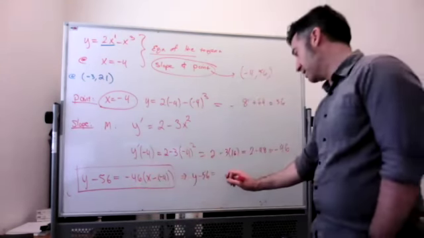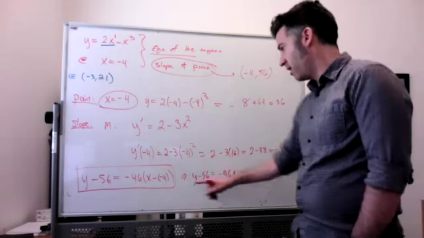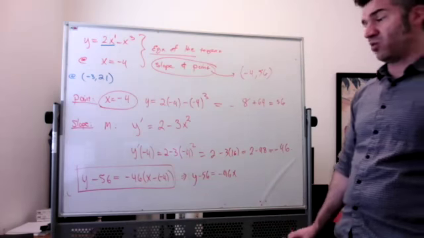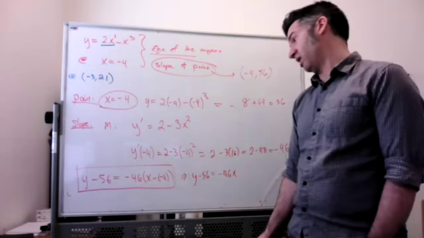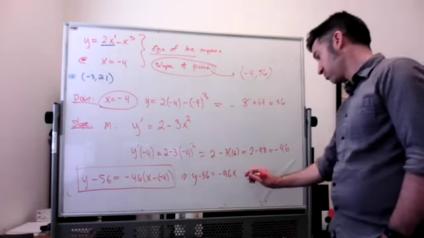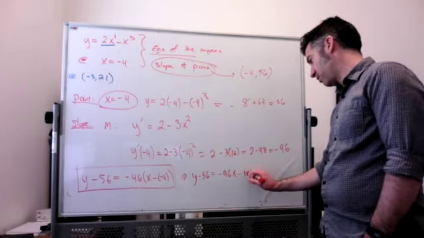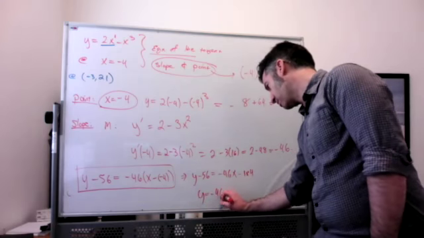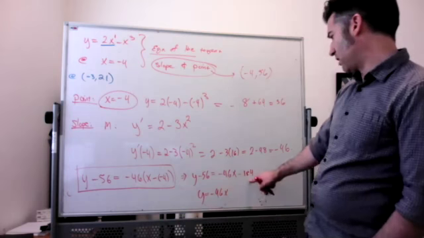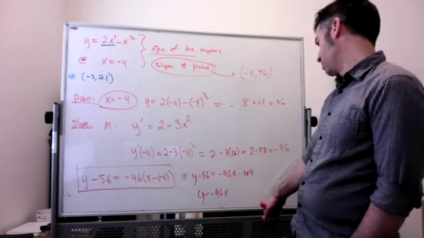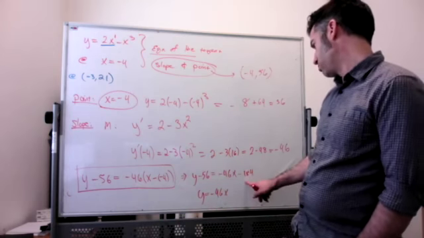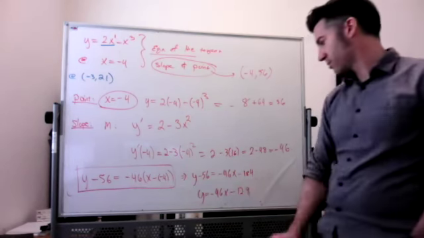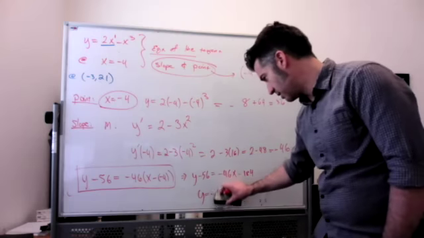I get -46x. And -46 times +4 is going to be, let's see, 46 times 2 is 92. 92 times 2 is 184. Minus 184. And then adding 56 to both sides, we get -46x. Let's see, -184 plus 56 is going to be -128. That's a 46, not a 96.